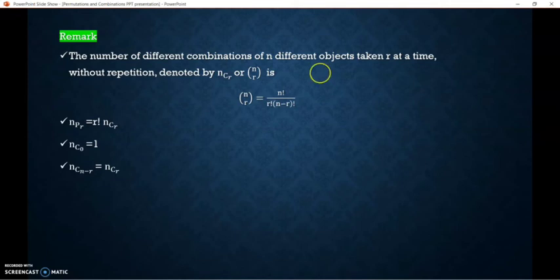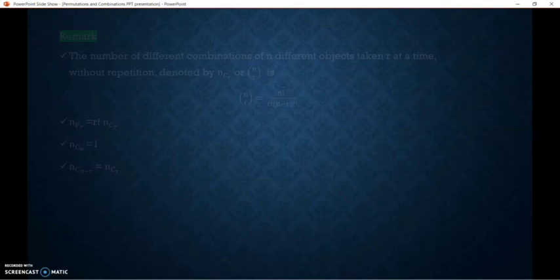And one more idea, which I have not listed here, is 0 factorial. 0 factorial is taken to be 1. You've got to remember that 0 factorial is equal to 1. It's not 0, so don't be under that impression. 0 factorial is taken to be 1. So that's what I had to tell you. Let's go straight to the problems.